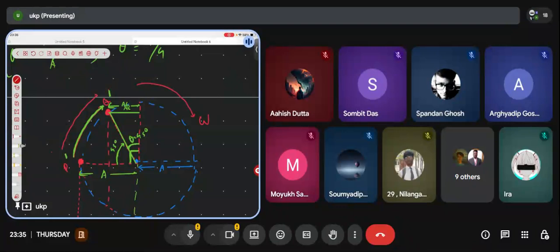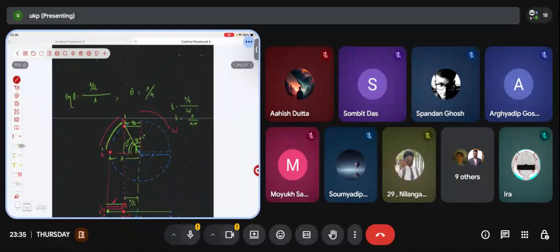The same time in which the radius vector rotates by an angle of 45 degrees or pi by 4 radian. How much is the time taken then? Simple, sir. Pi by 4 is the angle traveled, divided by the angular speed with which it is traveling. Omega, sir. So how much time will it be taking? Sir, pi by 4 omega. So from here to come here, it will be taking a time of pi by 4 omega.